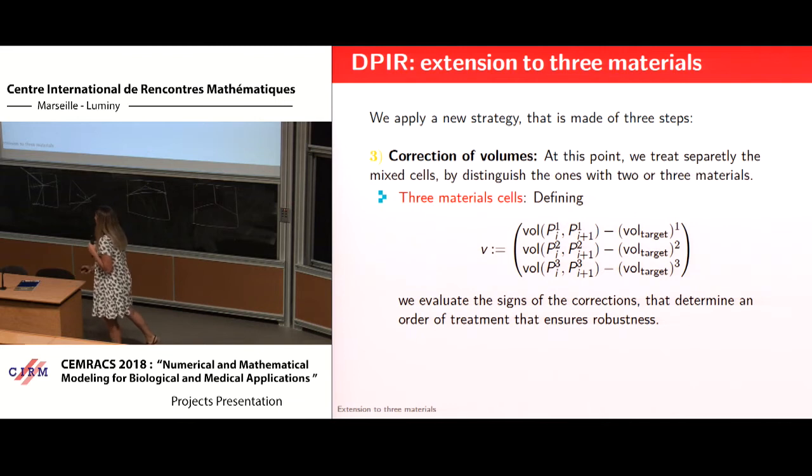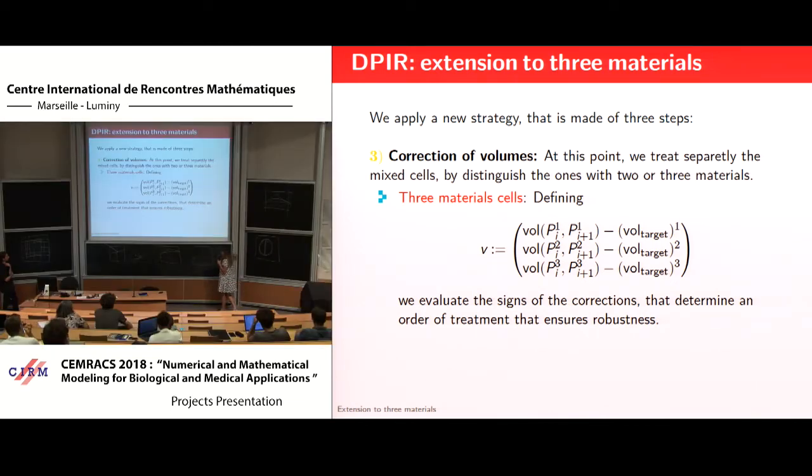And so if we study this kind of vector, the vector of signs of the correction if you want, you are able to identify the material that is different from the others. And when you find this material, you will treat it as the first, because you can think that this material is the one that needs the most correction.